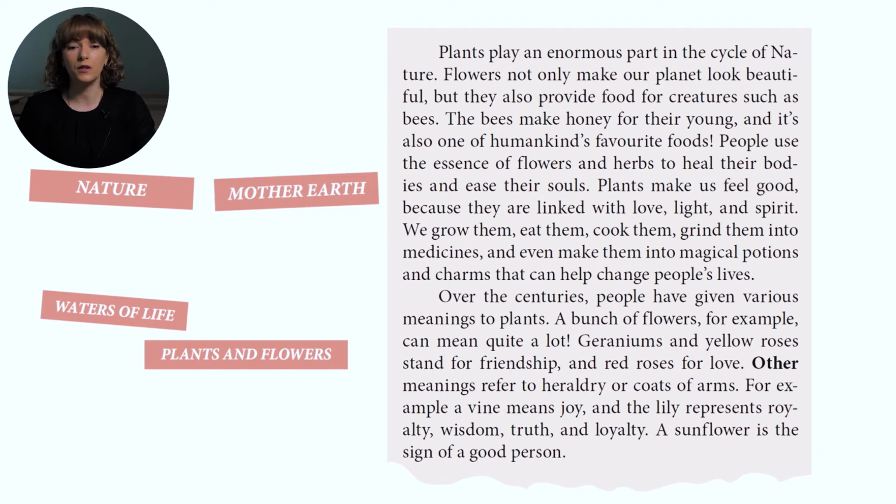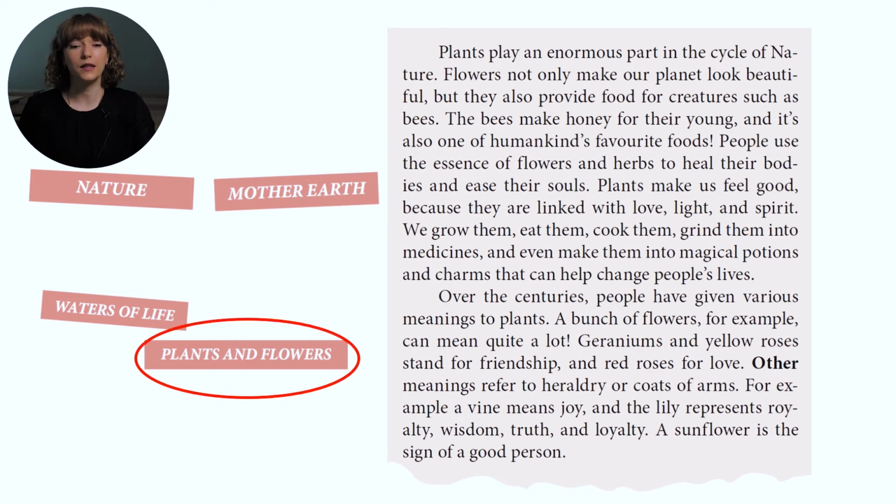A bunch of flowers, for example, can mean quite a lot. Geraniums and yellow roses stand for friendship, and red roses for love. Other meanings refer to heraldry or coats of arms. For example, a vine means joy, and a lily represents royalty, wisdom, truth, and loyalty. A sunflower is the sign of a good person.